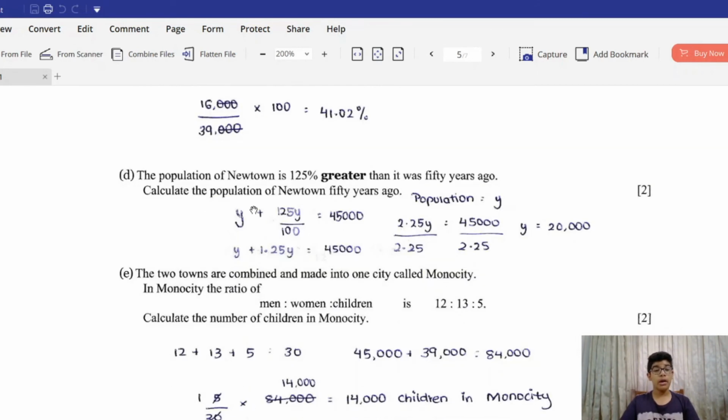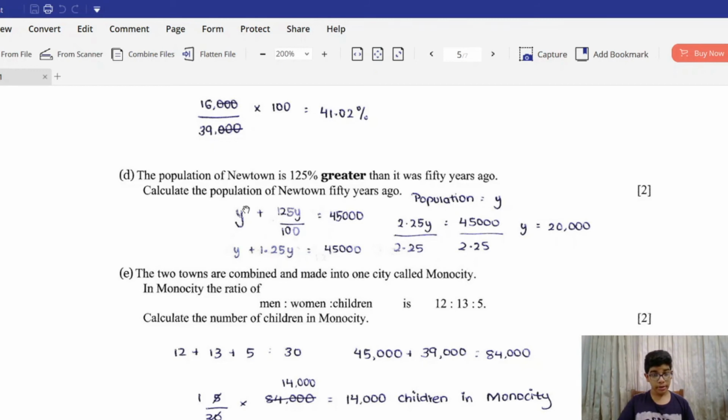Okay. Part E, the population of Newtown is 125% greater than it was 50 years ago. Calculate the population of Newtown 50 years ago. Now, get ready for a lot of algebraic explanation. Let's say the population is y. Let's keep the variable for population as y.